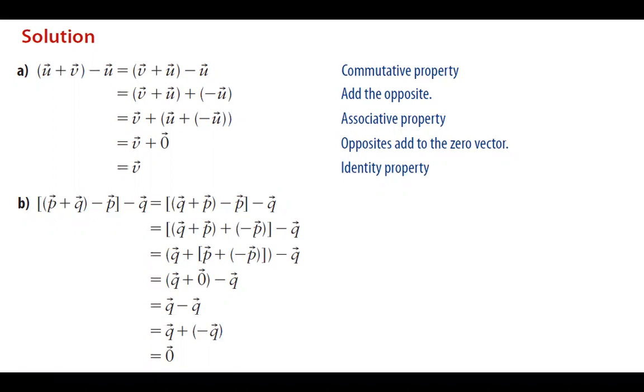In question B, the solution is similar. We can rewrite this as vector q plus vector p minus vector p, then minus vector q. Then that becomes vector q plus vector p plus negative vector p minus vector q. That gives us vector q plus the zero vector minus vector q. And this can be written as vector q plus negative vector q. And the final result is the zero vector.